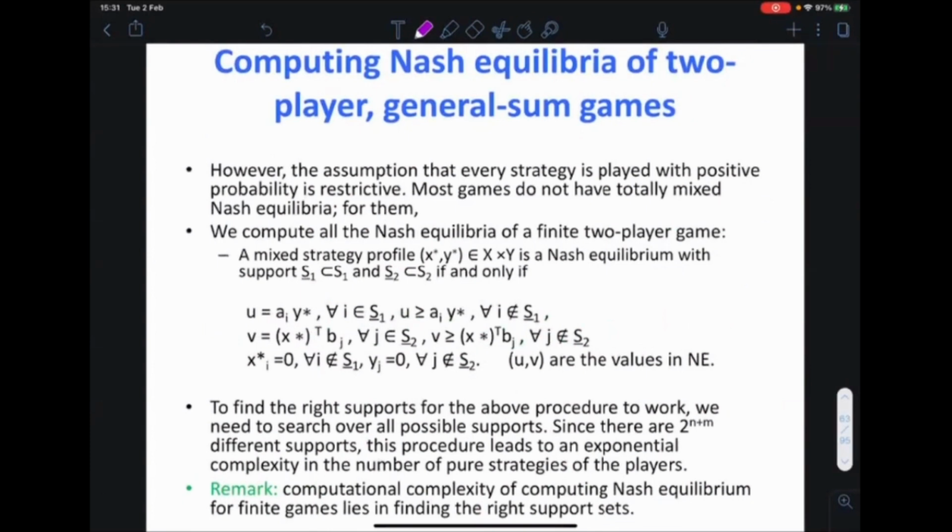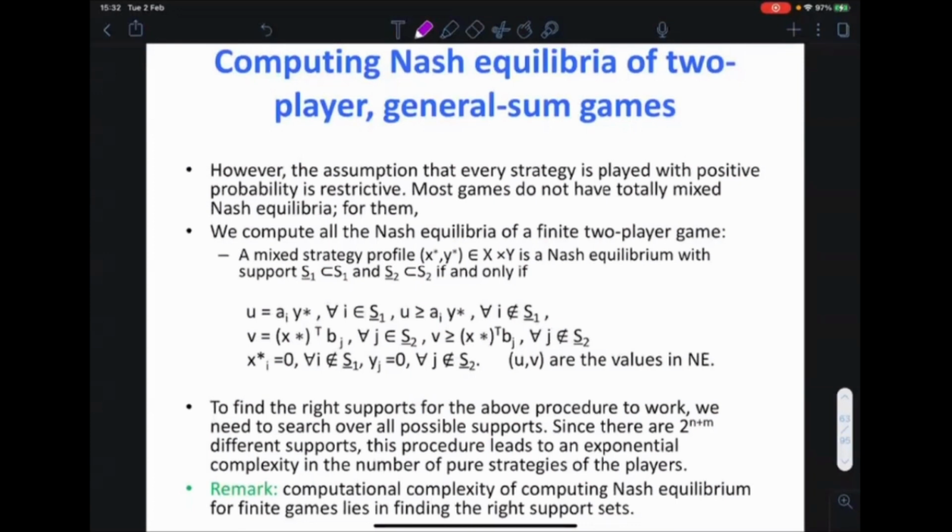The assumption that every strategy is played with positive probability is quite restrictive, because it's not necessarily true. Games may not have a totally mixed Nash equilibrium. In other words, some of the pure strategies are not really useful; the payoff from that particular action is really small, so you don't want to play it at all. So for that case we need a better formulation of that characteristic.